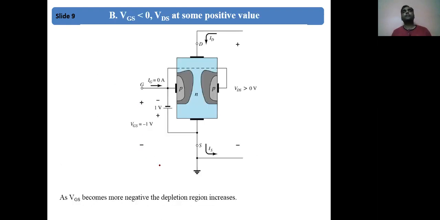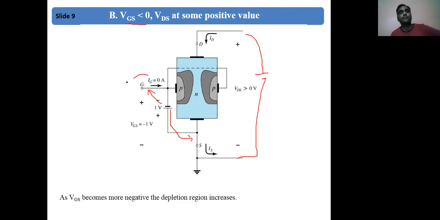Now we will go for portion B where VGS is less than 0. That means some negative battery is applied here. As you can see, the negative terminal of the battery is connected with the gate terminal and the positive terminal is connected with the source terminal. And VDS will definitely be applied like this. This VDS will increase the depletion region. As you increase the VDS, the depletion region will increase.